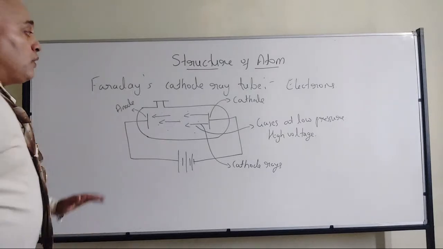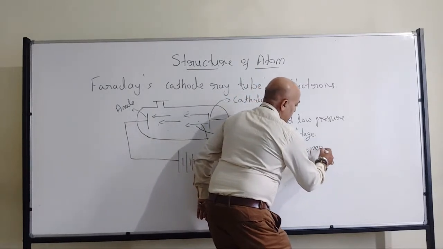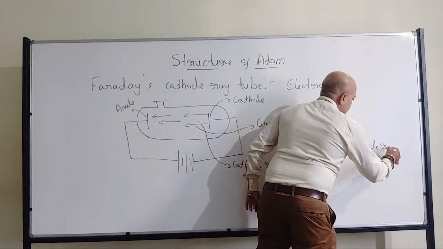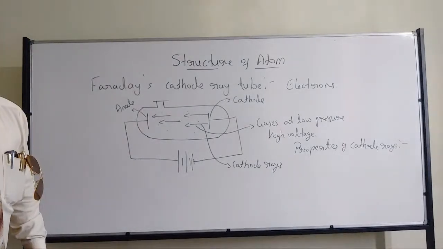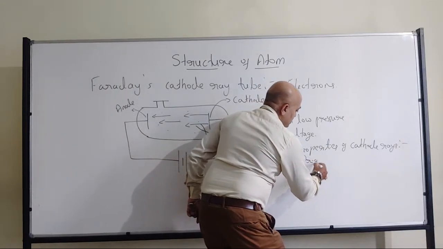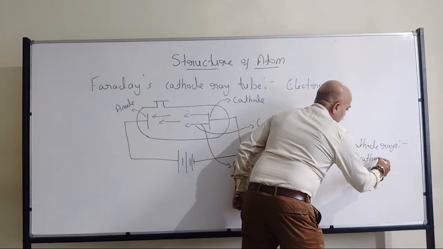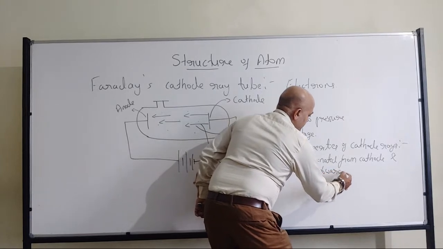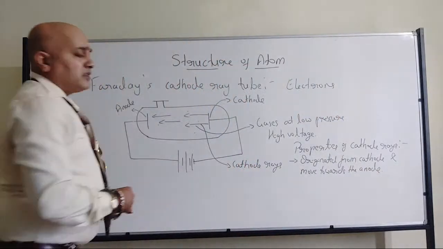Now, whatever I will be talking about now will be the properties of the cathode rays. So first, the most important property is that they originate from the cathode and move towards the anode. That will be the first part.